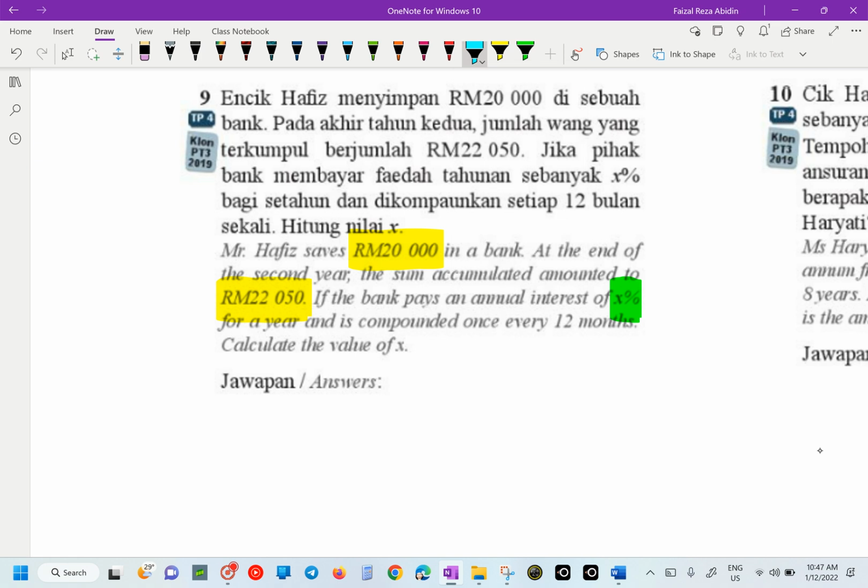So it is compounded, and we are going to find our interest rate X. What is the formula? The principal is 20,000 or 22,000? 20,000 is our principal, which means 22,000 will be our maturity value, MV.